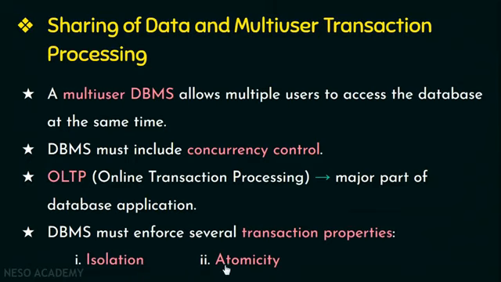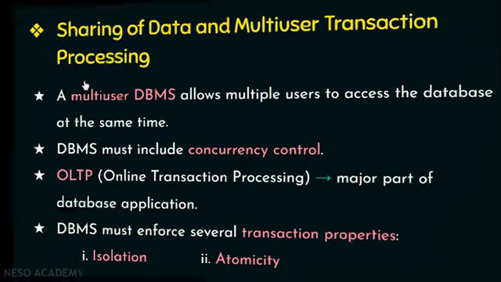The next property is atomicity, where DBMS should ensure that the transaction is executed completely or not at all. Now, when an agent is assigning a seat for a passenger, and if the transaction is stuck midway or is incomplete, then that seat has to be released for other agents to access. So either the transaction should be executed completely or not at all. So this is sharing of data and multi-user transaction processing.